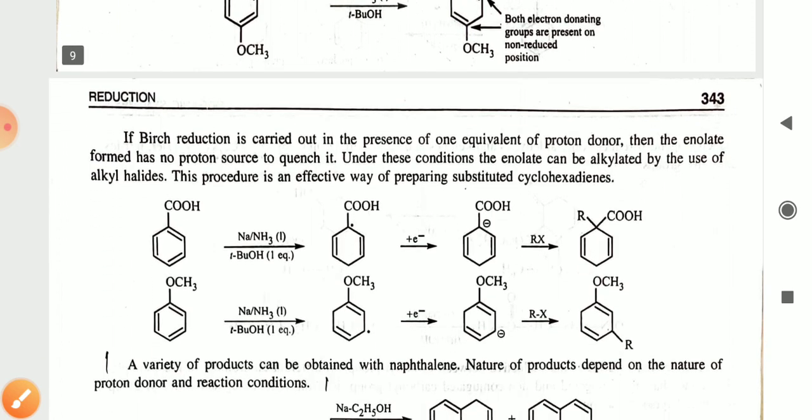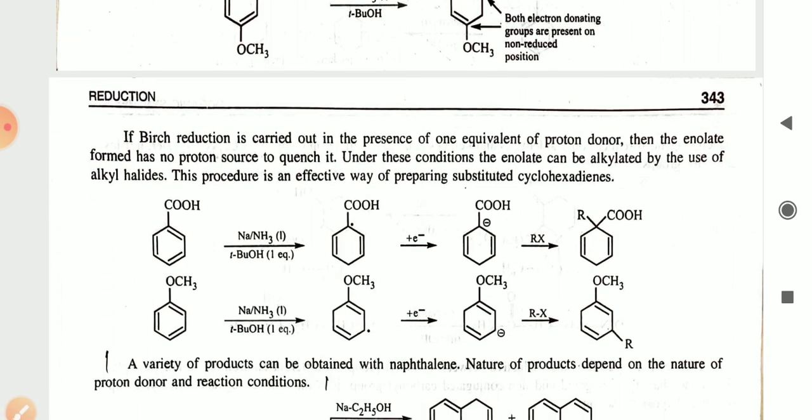So if the Birch reduction is carried out in the presence of one equivalent of the proton donor, then the enolate formed has no proton source to quench it. So under this condition, the enolate can be alkylated by the use of an alkyl halide. This procedure is an effective way to prepare substituted cyclohexadienes.